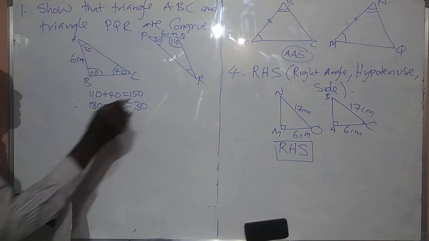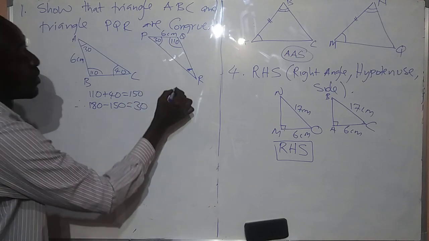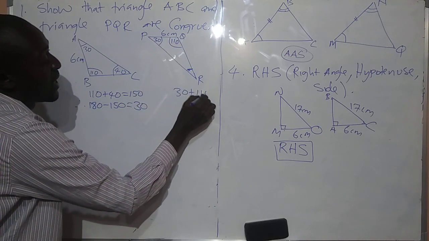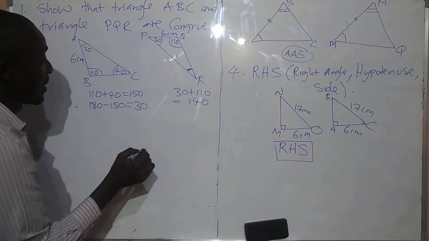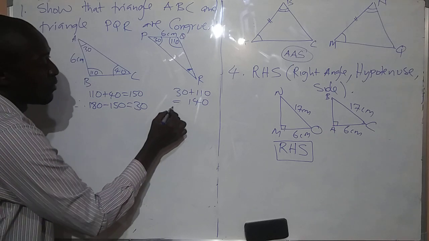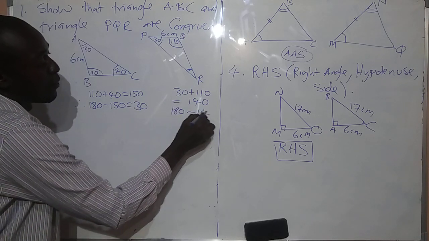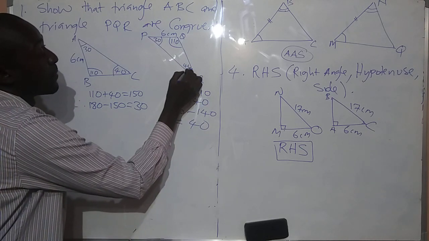And then the next thing you do is to find this angle here. Add 30 plus 110, which will give you 140. Then you subtract from 180, so 180 minus 140 is going to give you 40. So here you have 40.